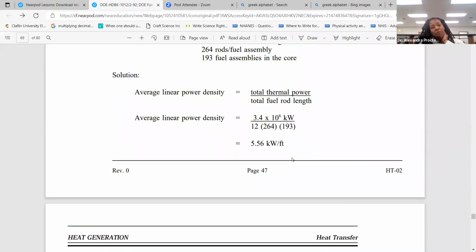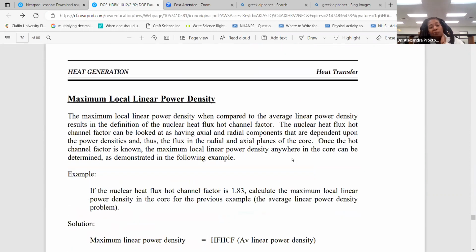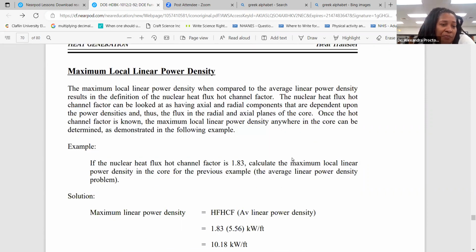So average linear power density winds up being 3.4 times 10 to the 6 kilowatts divided by 12 times 264 times 193, which gives you an average linear power density of 5.56 kilowatts per foot. So the maximum linear power density when compared to the average linear power density results in the definition of the nuclear heat flux hot channel factor.